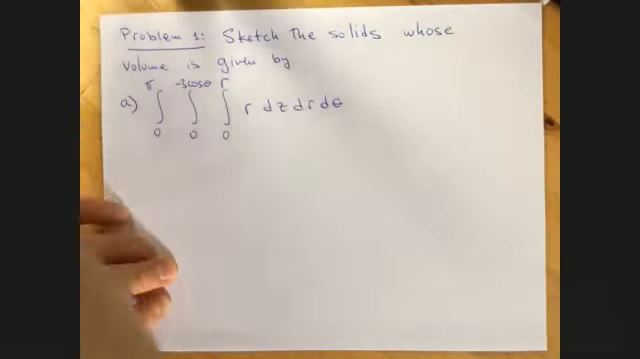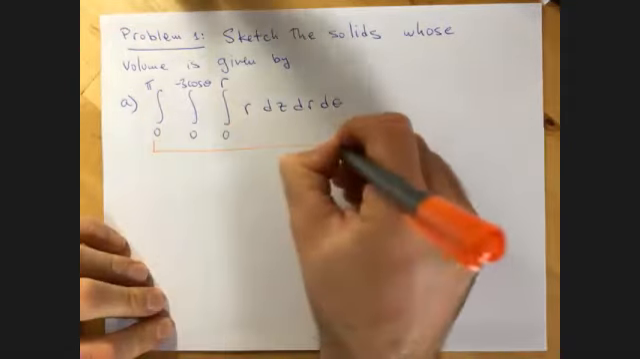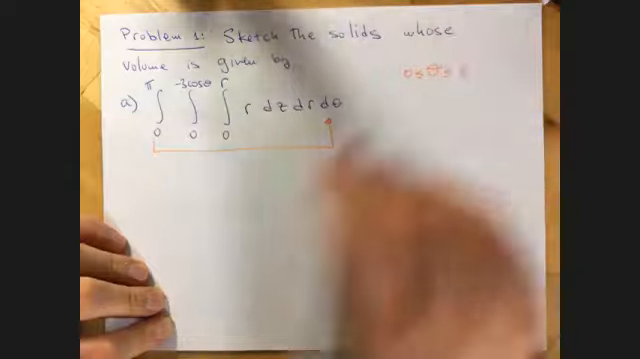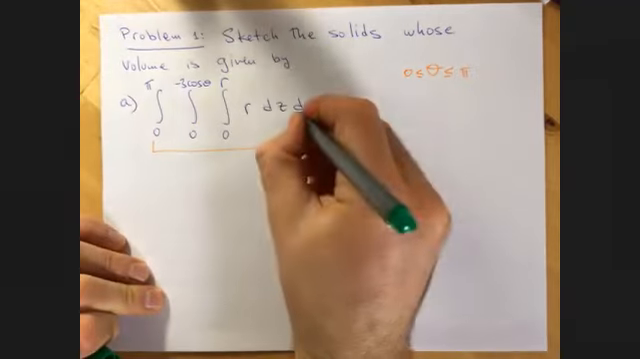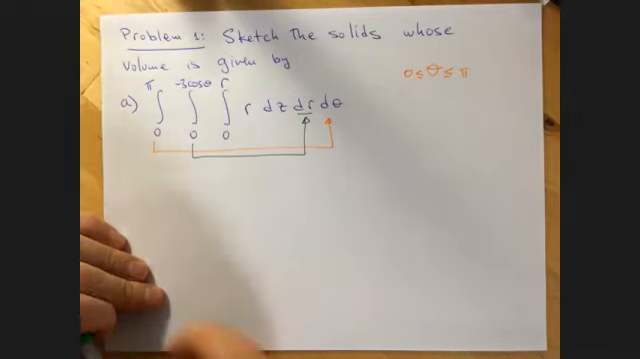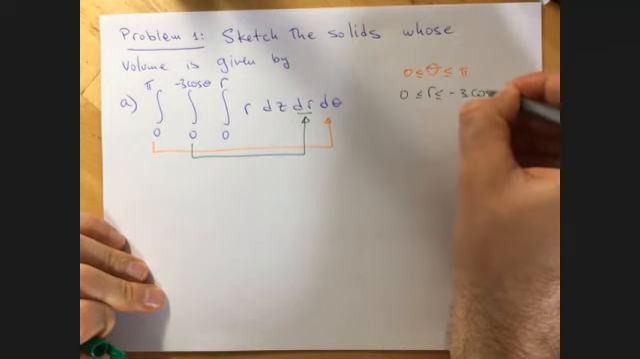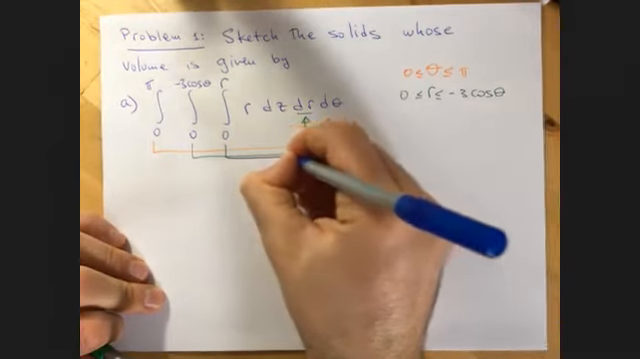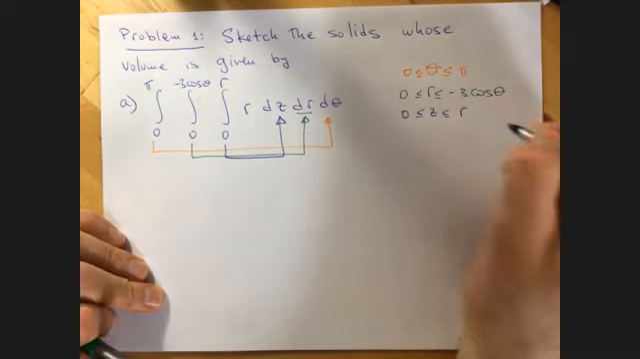It is always helpful to write this down, to write the bounds, right? So first of all, the easiest one, theta is between 0 and pi. Then the next one is R, right? R goes from 0 to -3 cosine of theta. And at the end, Z. Z is between 0 and R. Okay.